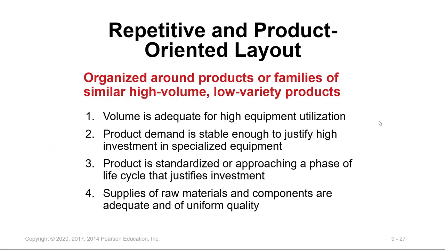In the repetitive and product-oriented layout, the strategy is to arrange the equipment or machines around the product or families of similar high-volume, low-variety products. In this case, the product demand should be stable enough to justify the high investment in the specialized equipment and the standardized approach. This layout strategy can also be used if the suppliers of raw materials and components are adequate and of uniform quality.